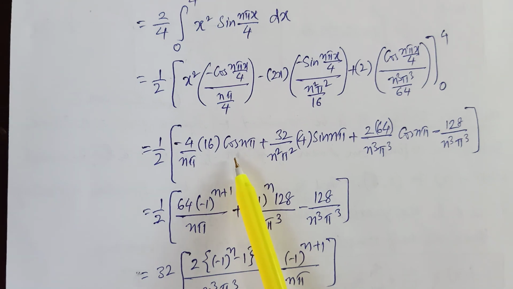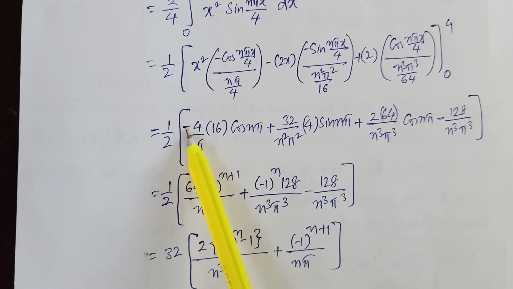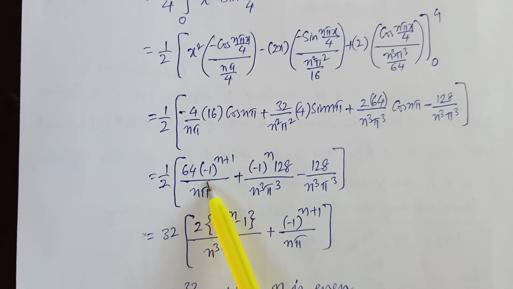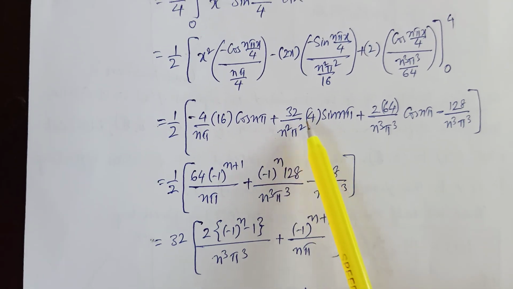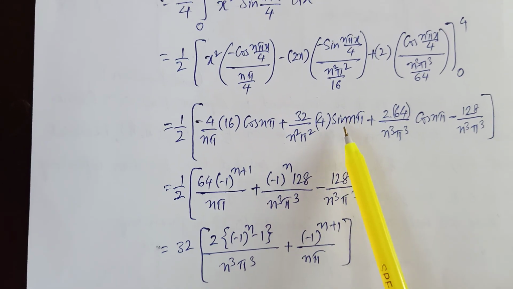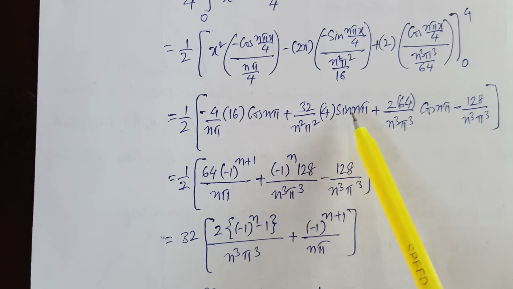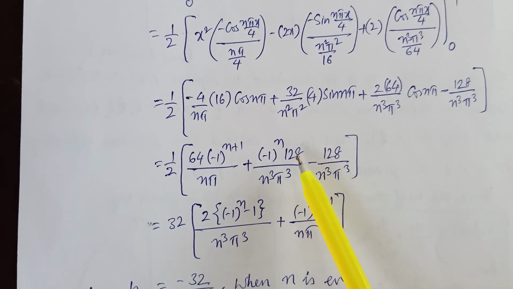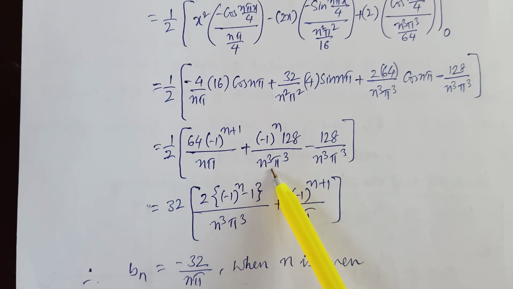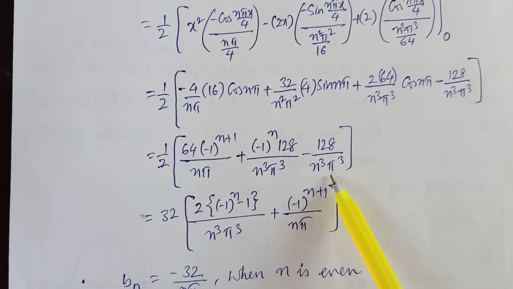Now since we know that cos n pi is minus 1 whole power n, and minus into minus 1 whole power n is minus 1 whole power n plus 1. 4 into 16 is 64; here 4 into 32 is 128, and you know sin n pi is 0. So this term is 0. Now here again 2 into 64 is 128, cos n pi is minus 1 whole power n, 128 by n cube pi cube. Next minus 128 by n cube pi cube.